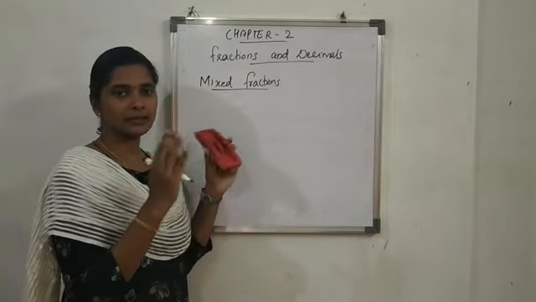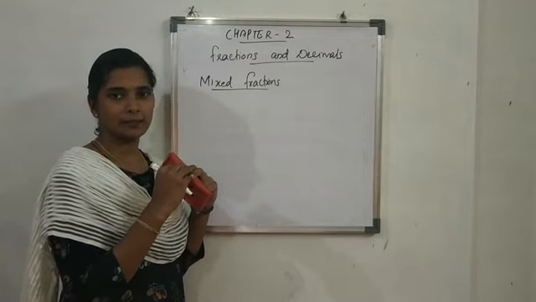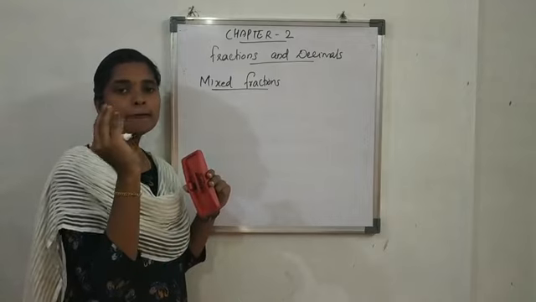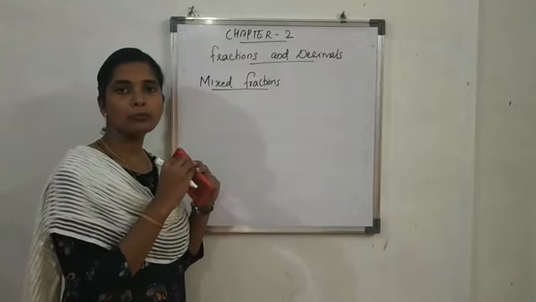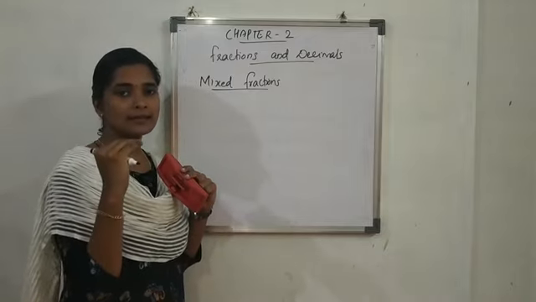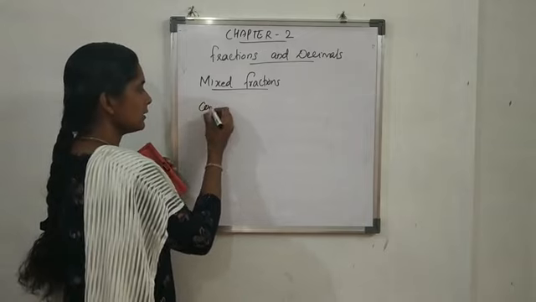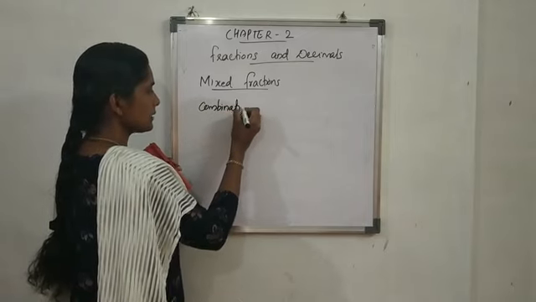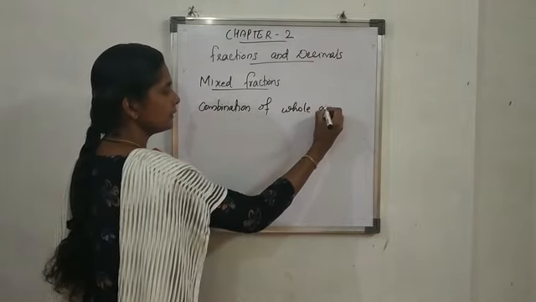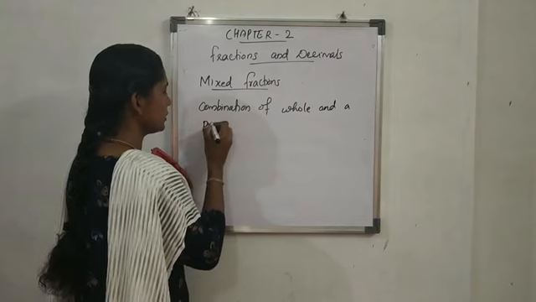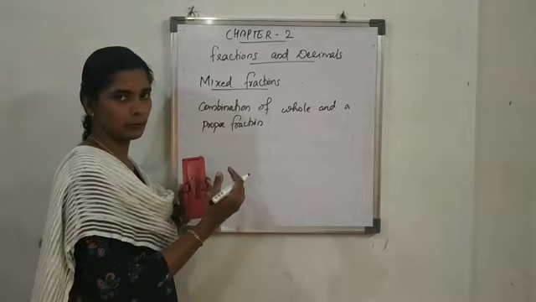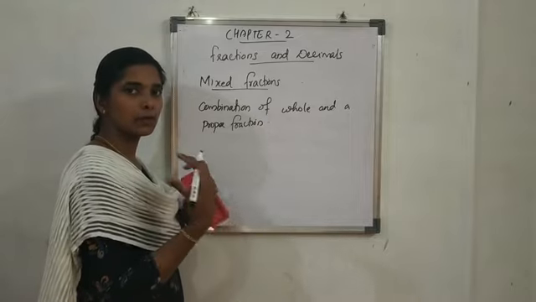Mixed fraction. In the word itself, something is mixing. Mixed means it's a combination of a whole part and a fraction part. It's a combination of a whole part and a proper fraction part. Proper fraction means the numerator is less than the denominator. A mixed fraction is a combination of a whole and a proper fraction. Whole and also a part is there. It's a mixture, or a combination.